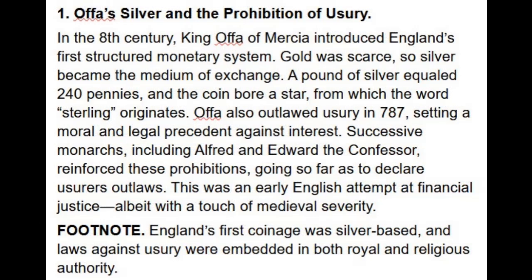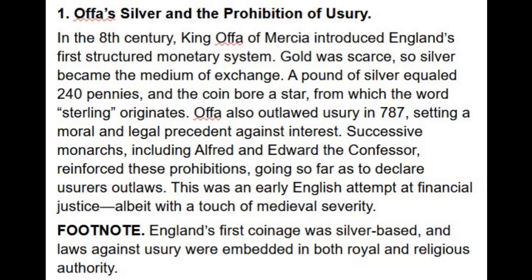In the 8th century, King Offa of Mercia introduced England's first structured monetary system. Gold was scarce, so silver became the medium of exchange. A pound of silver equaled 240 pennies, and the coin bore a star, from which the word sterling originates. Offa also outlawed usury in 787, setting a moral and legal precedent against interest.